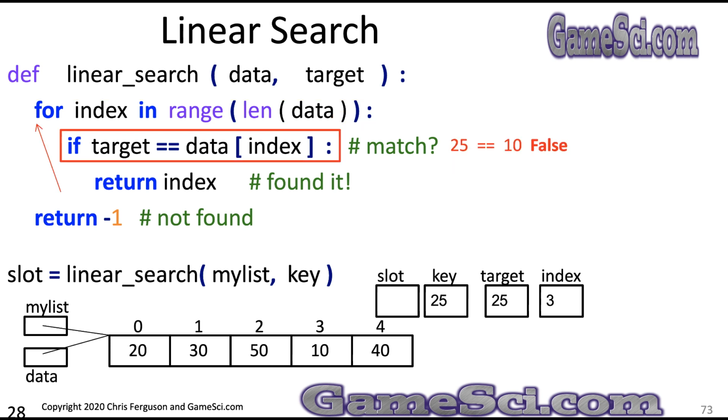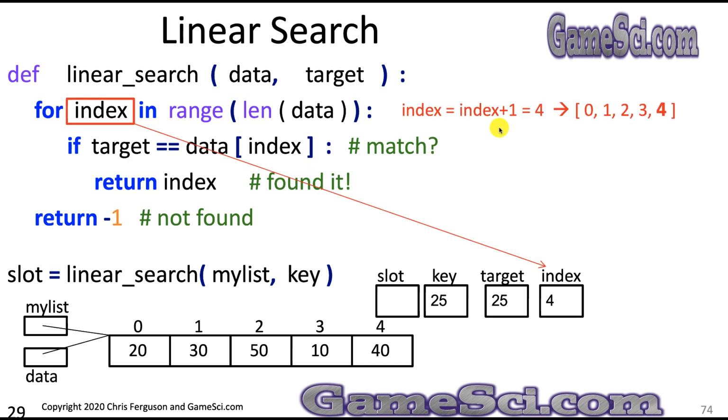Target of 25 does not match data of index, which is 10. Look very carefully. Index of 3, that value 10 compared to 25 is definitely a false. So once again, we'll skip the indented code. We'll hit the end of the for loop and pop right back up. We're going through the entire array here, folks. This is a not found condition. This is the worst case scenario for linear search. When an item is not found, you have to go through everything in the array to determine that.